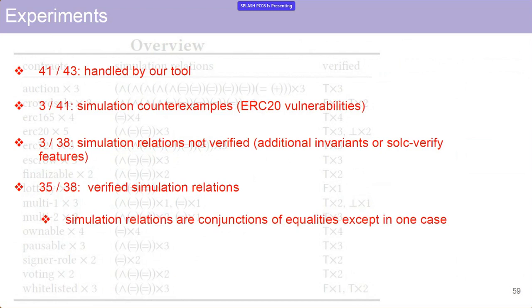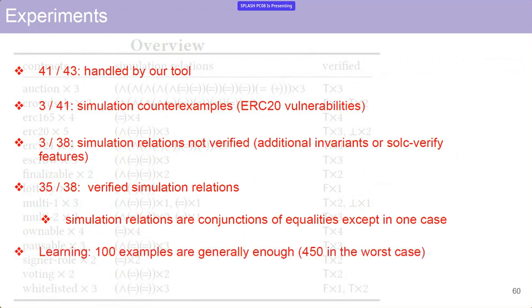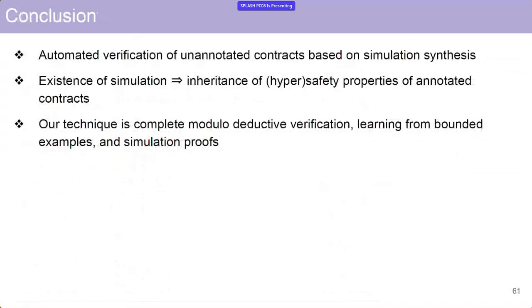For the 35 where we were able to verify the simulation relation, something that is nice about them is that they are mostly conjunctions of equalities. So they are easy to learn from data. And most of the learning used only 100 positive and negative examples. In the worst case, we used 450.